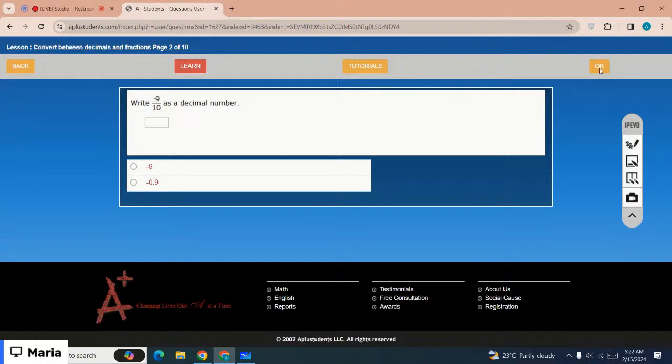Okay, write negative 9 over 10 as a decimal number. So which is the correct option? How do you write?